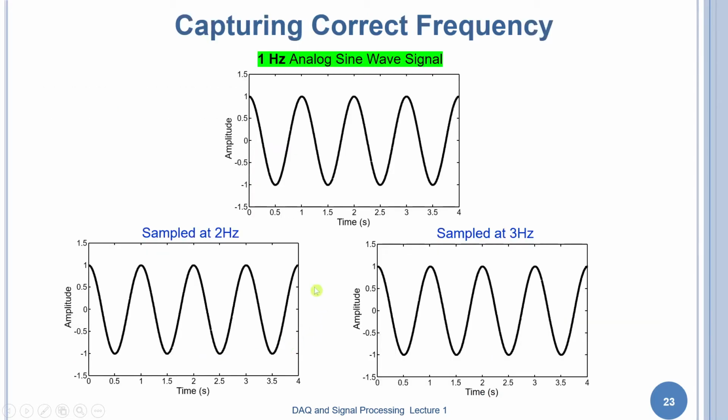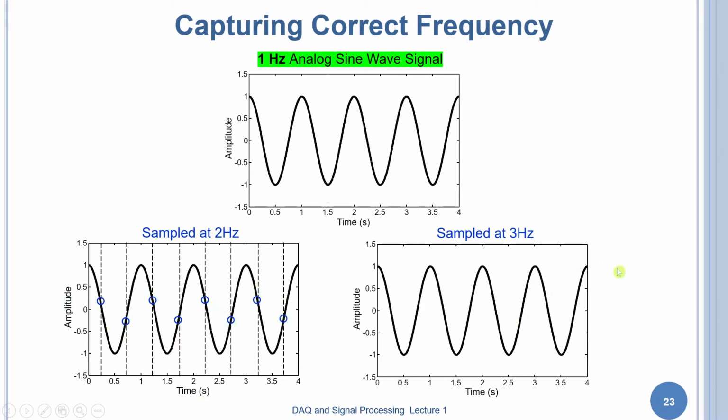Now let's look at this more graphically. Consider a 1 hertz analog sine wave signal. Here every second I have one full cycle. Now let's sample this at 2 hertz. That means every cycle I'm going to have 2 points. Here you can see you are able to capture the fluctuation by sampling at 2 hertz.